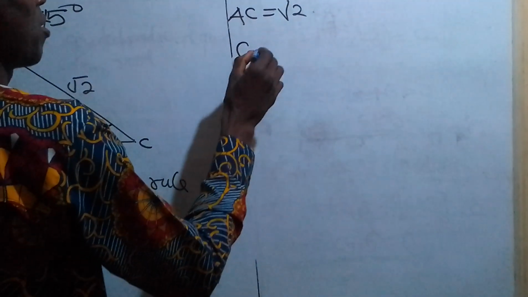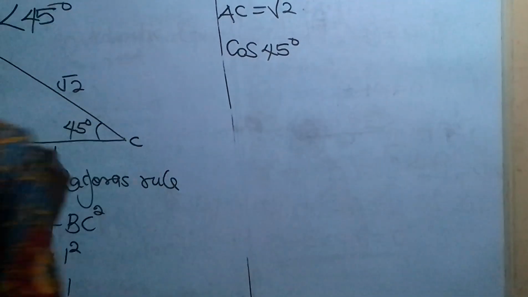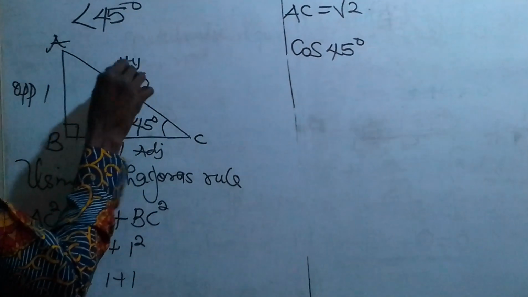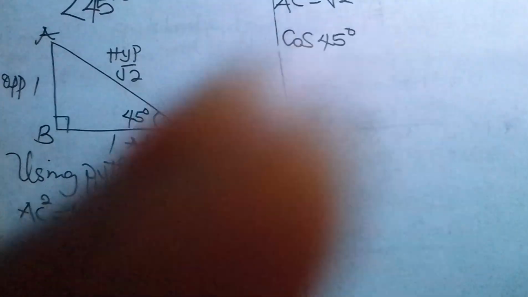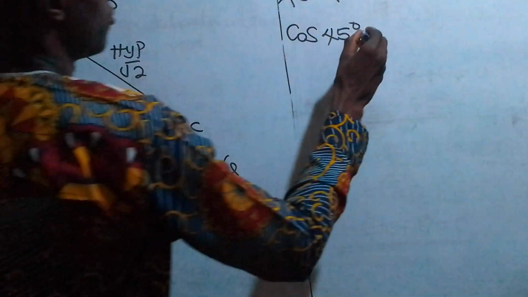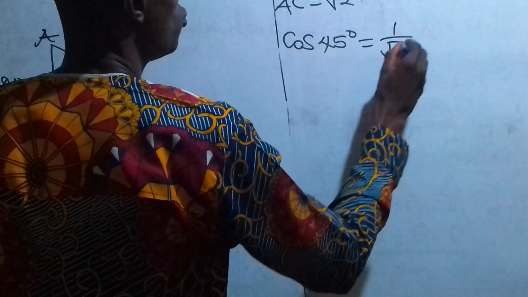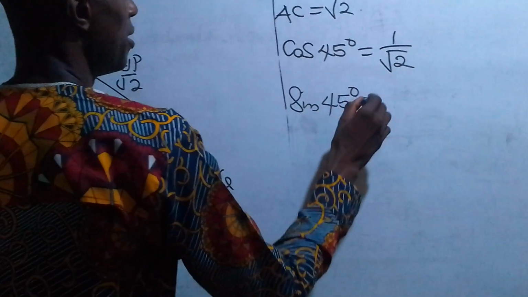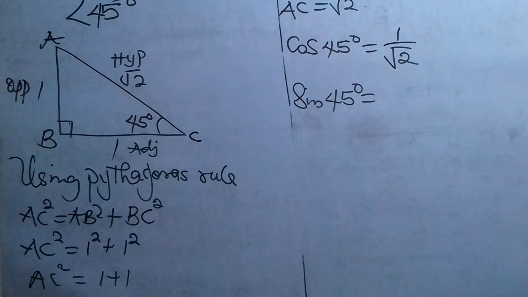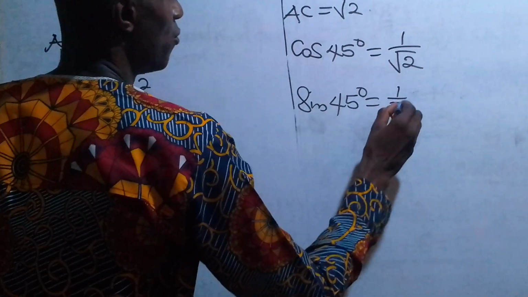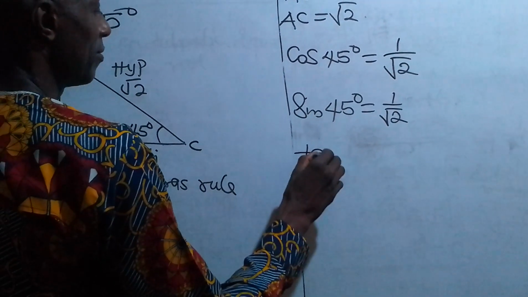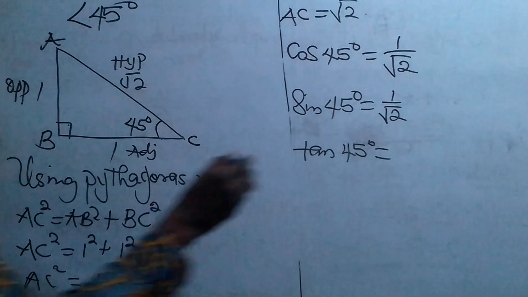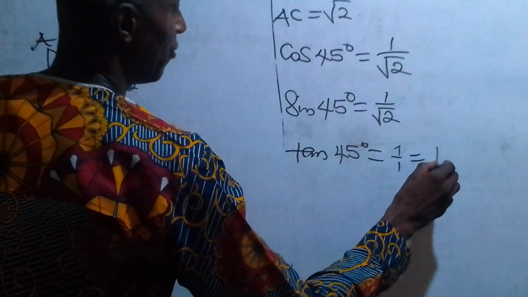Now, what is cos 45 degrees? Here is opposite, here is adjacent, and here is hypotenuse. So cos 45 is adjacent over hypotenuse, which is 1 over root 2. Now, sine 45 degrees is also opposite over hypotenuse, which is 1 over root 2. Then tan 45 degrees is equal to opposite over adjacent, 1 over 1, which is equal to 1.